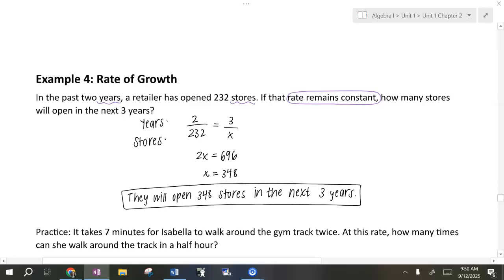It says, it takes 7 minutes for Isabella to walk around the gym track twice. At this rate, how many times can she walk around the track in half an hour? Don't get confused here, girls. You need to make sure that you're either choosing minutes or hours. I would probably go with minutes. 7 minutes is going to be hard to change to hours. However, half an hour is easy to change into minutes. Everybody should know how many minutes are in half an hour. Go ahead and see if you can set that one up now and solve it for the final answer.